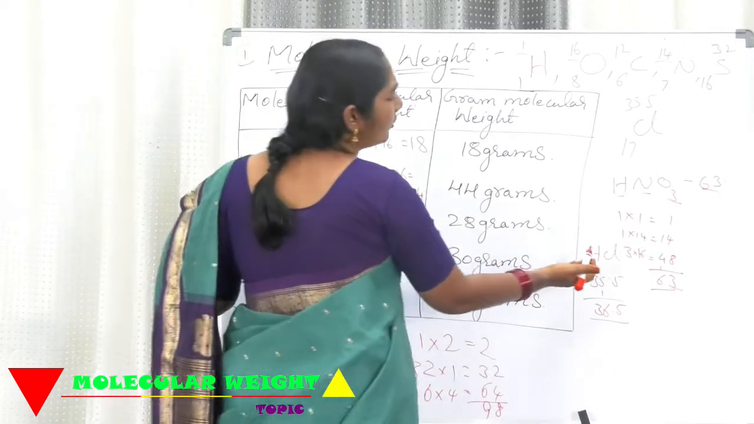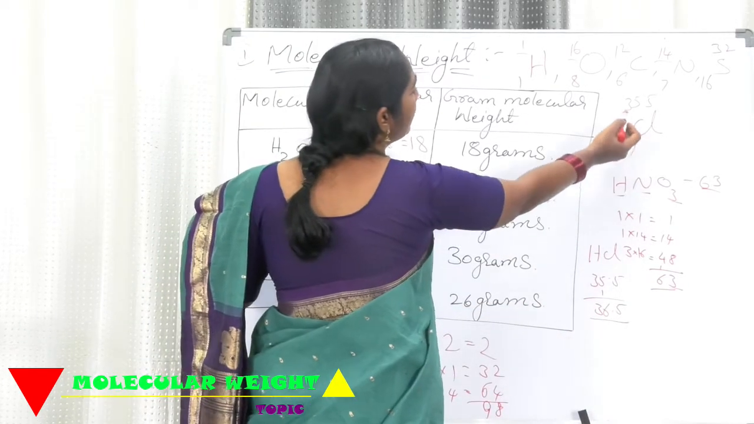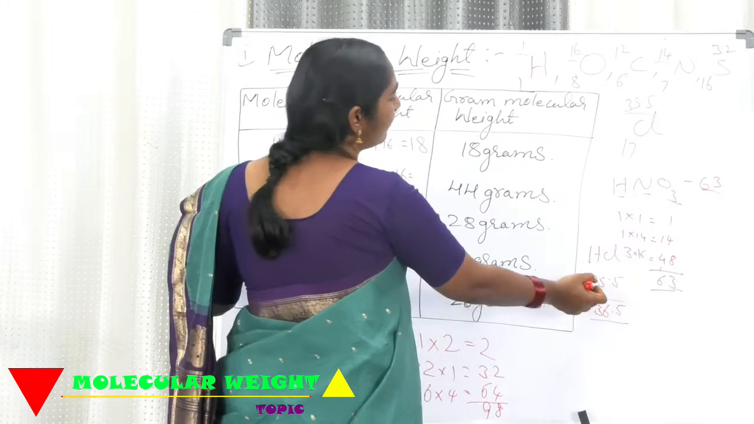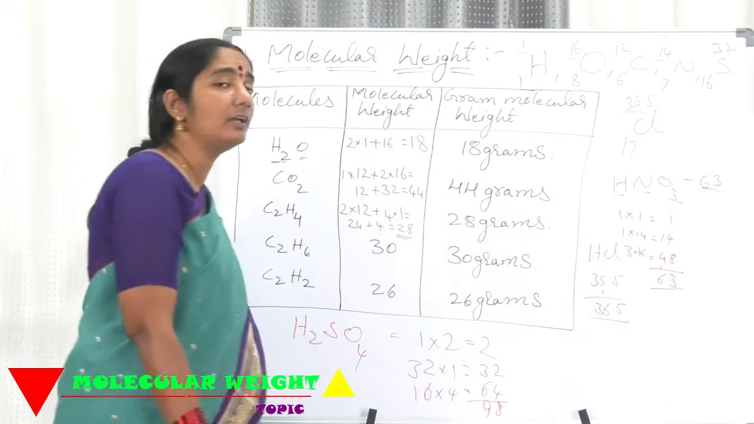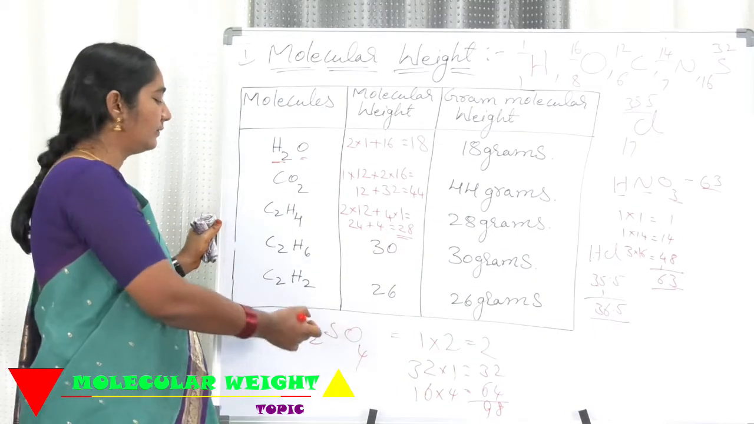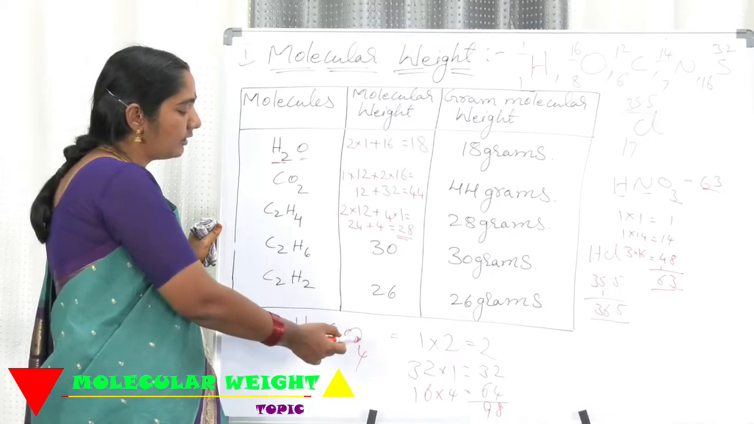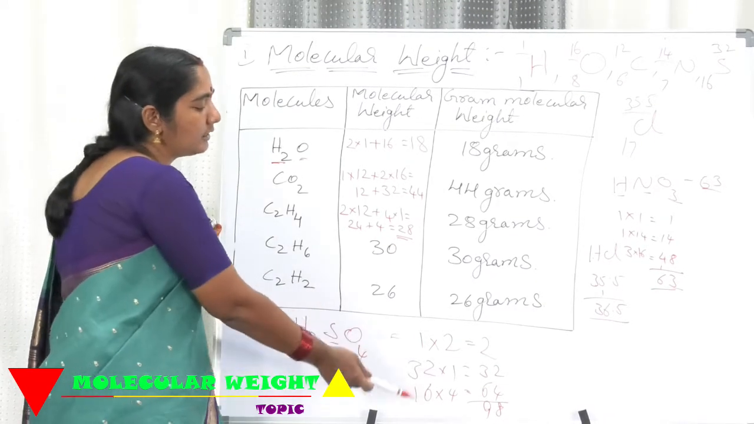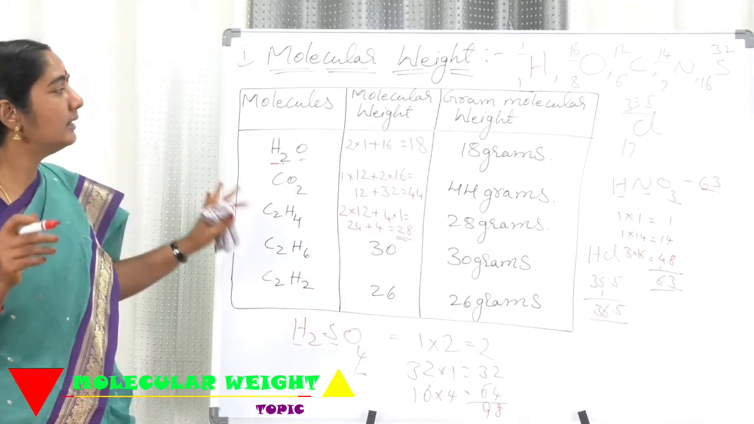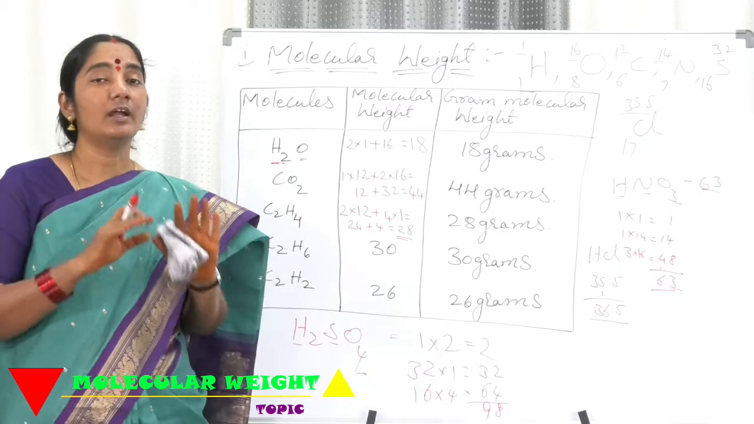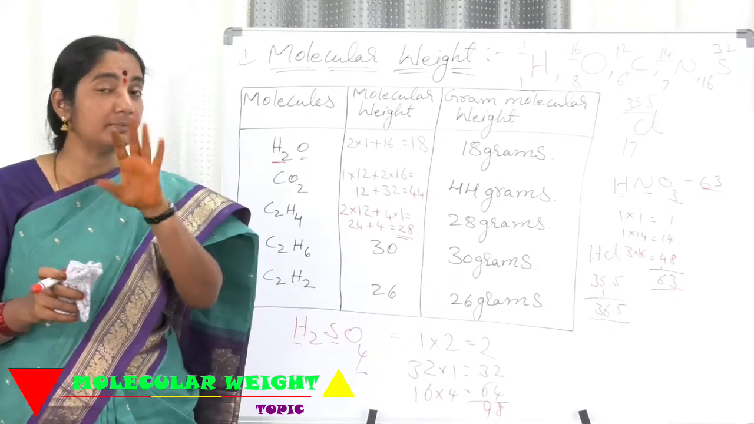Similarly for hydrochloric acid, HCl. Chlorine has atomic number 17 and mass number 35.5. So 35.5 plus 1, because of 1 hydrogen, is 36.5. That's the molecular weight of hydrochloric acid. Sulfuric acid is the same: 2 atoms of hydrogen, 1 atom of sulfur, 4 atoms of oxygen. Just multiply and you will get 98. You can do it. Similarly, practice for a minimum of 50. My suggestion is minimum 50.